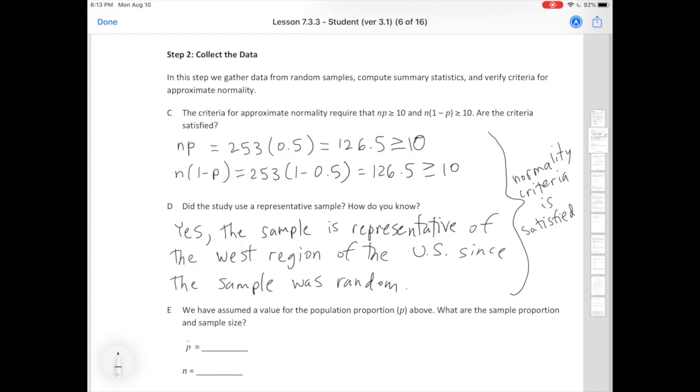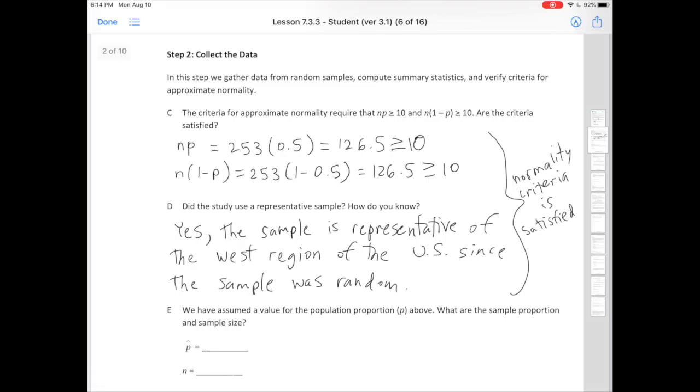I've been asked many times before by students, what happens if the normality criteria is not satisfied? Well, if it's not satisfied, then you're not even able to use the normal model for this. And so you wouldn't really be able to calculate an answer for the p-value. So in that case, if I'm asking you to do all this stuff, you always know that the criteria is going to be satisfied. So we just want to make sure that you guys know how to show that. Okay? All right, so let's move on here.